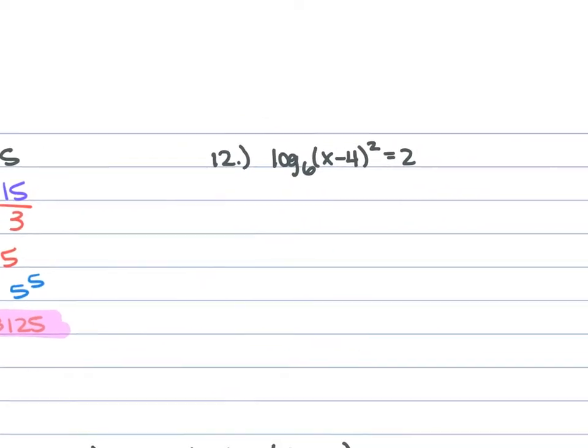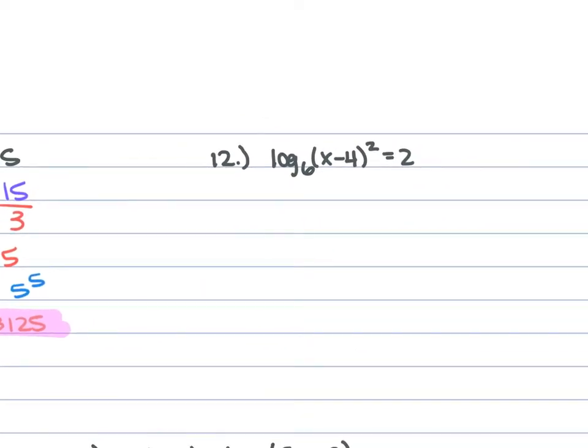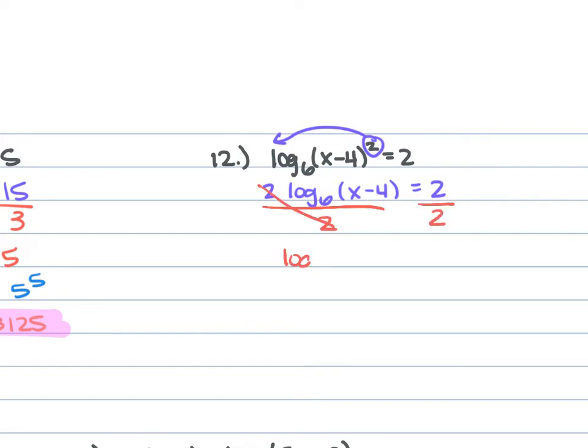For 12, we have log base 6 of (x minus 4) squared is equal to 2. So this 2 goes out front, so we're going to have 2 times log base 6 of (x minus 4) is equal to 2. We're going to divide each side by the 2. We get log base 6 of (x minus 4) is equal to 1.